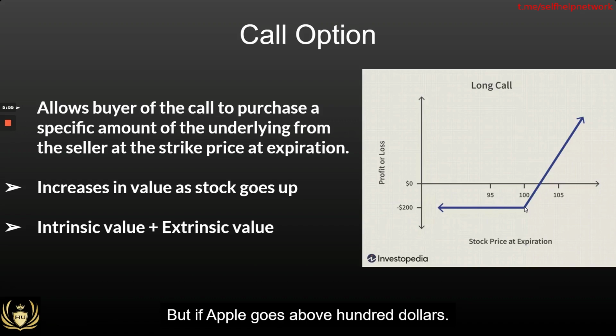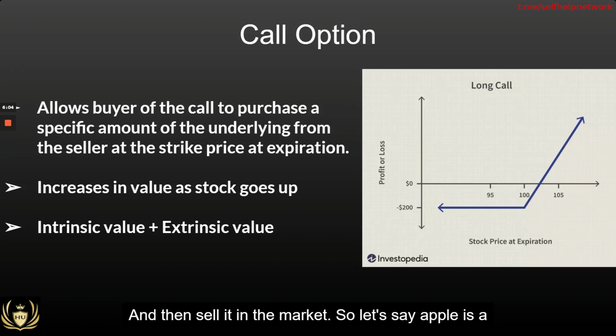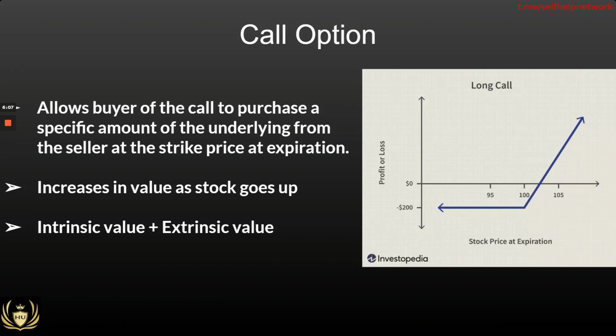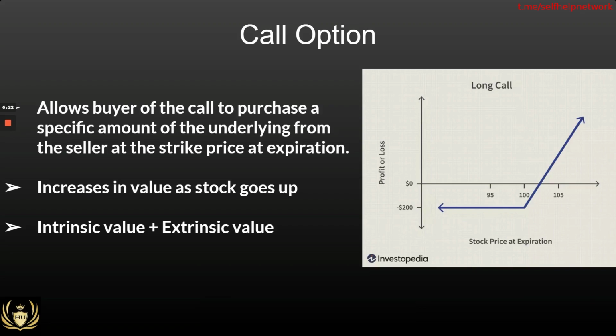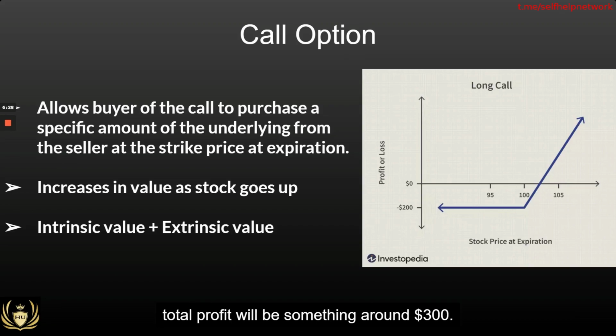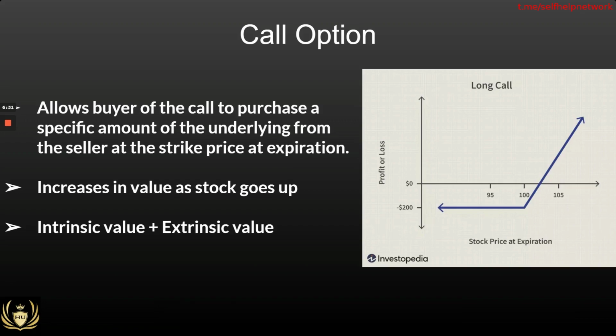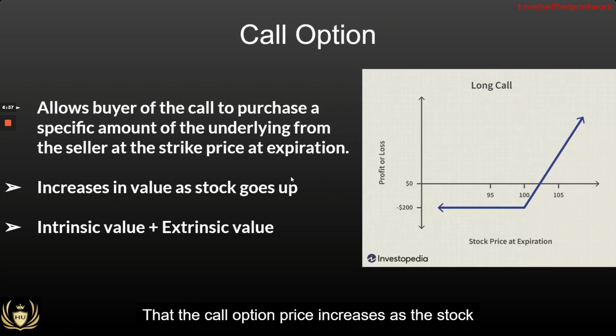But if Apple goes above $100, then it's beneficial for us to buy it from the seller of the option and then sell it in the market. So let's say Apple is at $105. So I will purchase the stock at $100, sell it in the market for $105, and this is 100 stocks per option. So that would net me $500 in profit. And I paid a value of $200, the initial fee to the seller. So my total profit will be something around $300. So that should give you an idea that the call option price increases as the stock goes up.